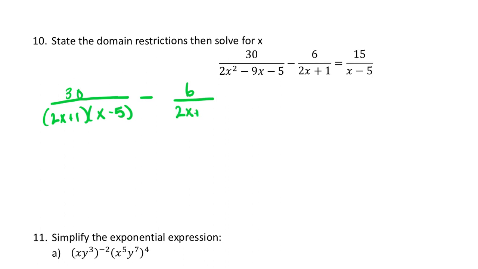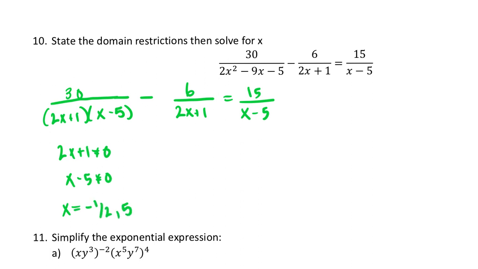We will then find the restrictions. So our restrictions will be where 2x plus 1 can't be 0 and x minus 5 cannot be 0. So if we subtract 1 and divide by 2, we have that x cannot equal negative 1/2 or 5. So those are our restrictions.